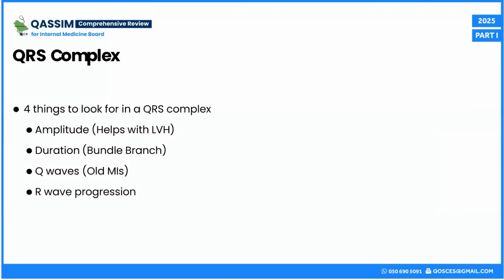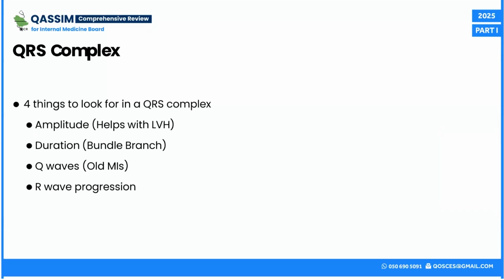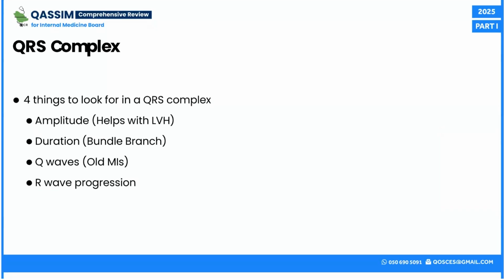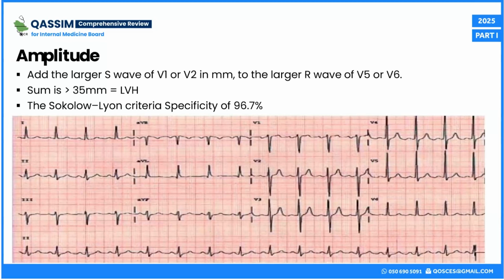Now we do the QRS complexes. There are four things to look at in the QRS complexes: your amplitude, your duration, and if there is any form of Q wave and the R wave progression. So we'll start with the amplitude of the QRS complex. This does help you with deciding if the patient has LVH. A commonly used criterion is adding the large S wave of V1 or V2 to the large R wave of the lateral leads, V5 or V6. If it is more than 35 millimeters, then this is most likely LVH.